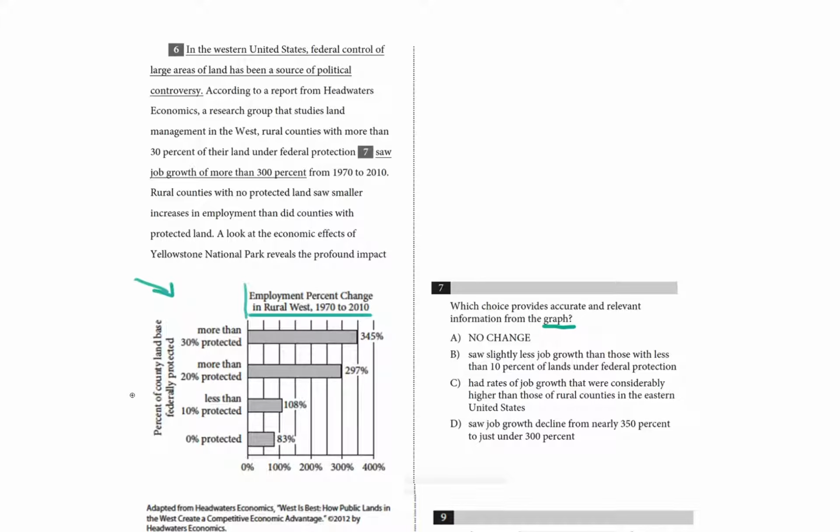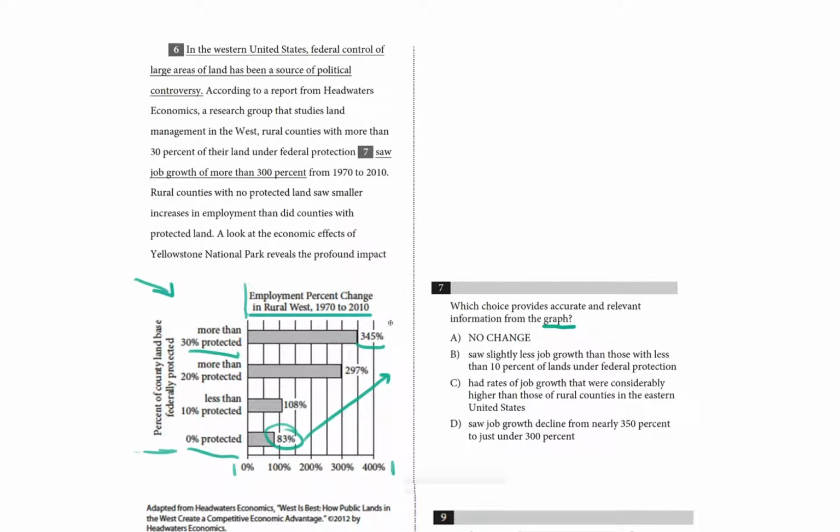Let's look at the x-axis, which is the percent employment change. Let's look at the y-axis, which is percent of county land base federally protected. Looking at this very quickly, it seems like the more of the land in your county that is federally protected, the greater the employment percent change is in these years. If the county is more than 30% protected, you have employment growth of 345%. If it's 0% protected, the growth still exists, but it's only 83%.